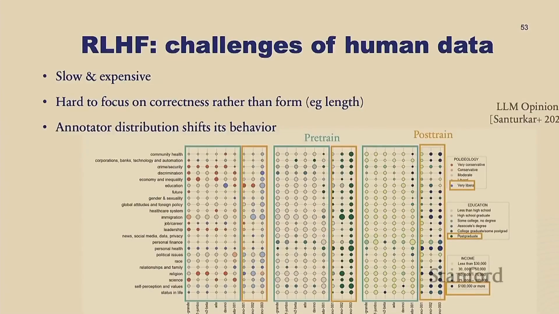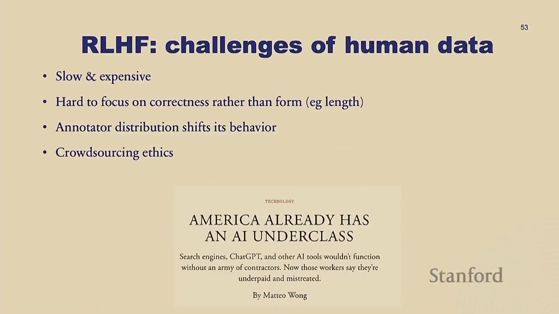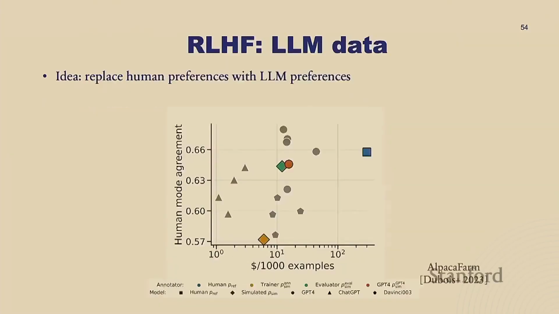Annotator distribution shift: the distribution of annotators that you use matters a lot. And you have to think about which humans we even want to represent in these models. Another question is crowdsourcing ethics. A lot of the labeling that is done, the people who do it are not paid well, and they have to go through a lot of toxic data, because you basically want the model to avoid saying toxic things. So, crowdsourcing ethics too. Many challenges with human data.